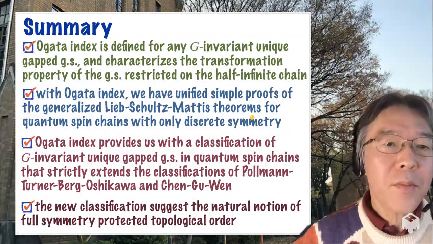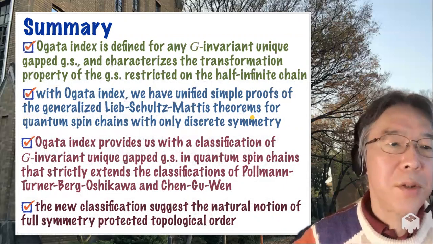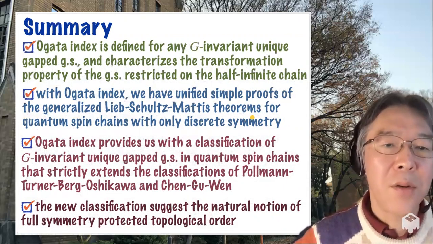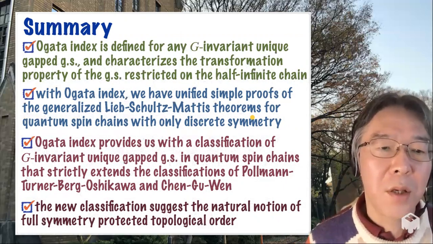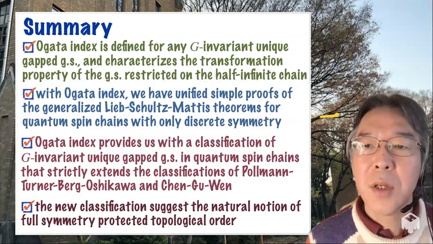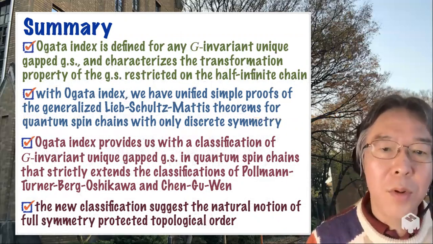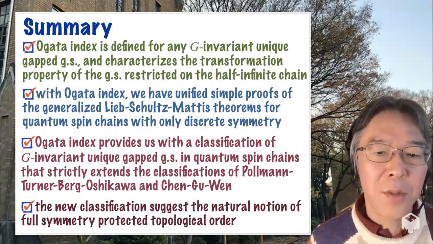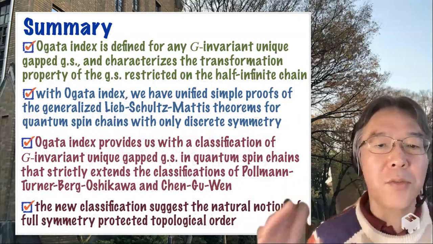So here's the summary. Ogata index is defined for any G invariant gapped ground state and characterizes the transformation property of the ground state restricted on the half infinite chain. With Ogata index, we have unified simple proofs of the generalized Lieb-Schultz-Mattis theorems for quantum spin chains with only discrete symmetry.